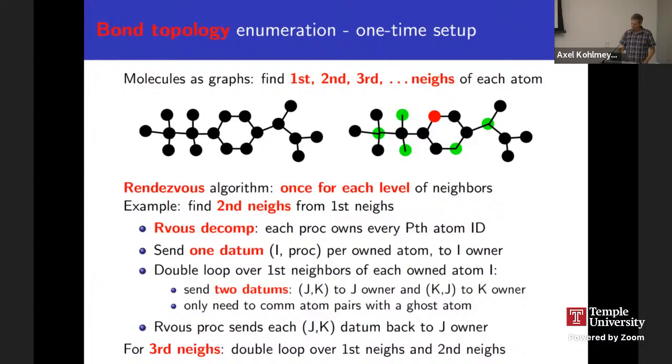Okay, so if you were going to do third neighbors, it would now be a double loop over your first neighbors and your second neighbors, and every pair of atoms in that double loop, those would be third neighbors of each other. So you can see how you bootstrap yourself up to fourth neighbors or fifth neighbors successively.